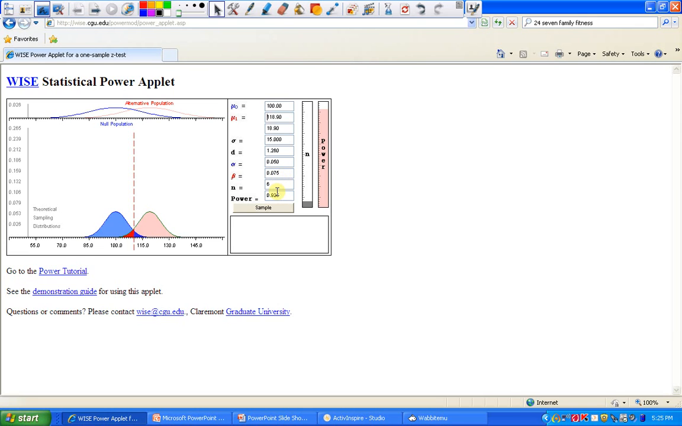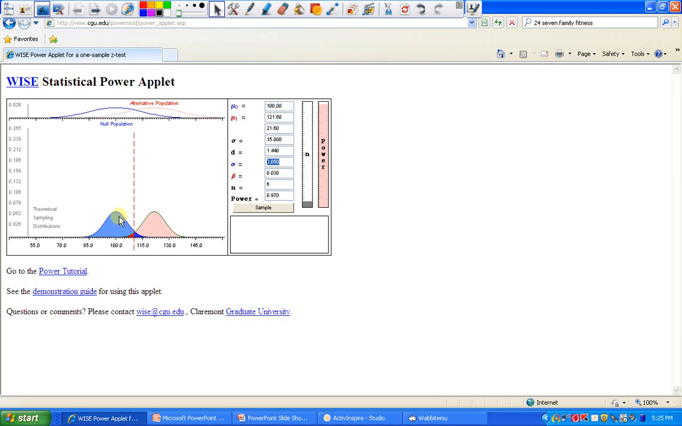Now notice that power and beta are complements. That means 1 minus beta is power. Because what it says is if H0 is not true, beta is the probability that we fail to reject, make a mistake. Power is the probability that we reject, get it right. Okay? So, a couple of things I want to talk about here.